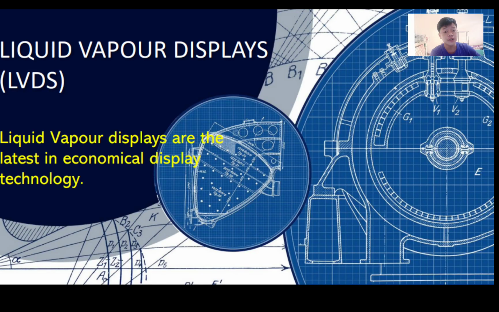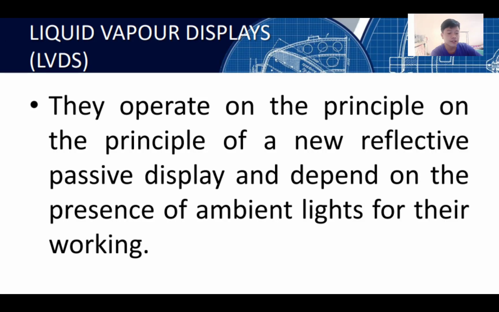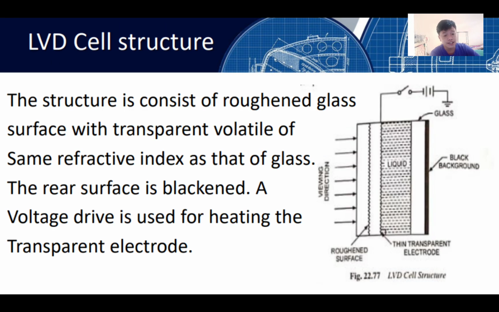Today we will discuss liquid vapor displays, or LVDs. So what are LVDs? It is the most popular and the latest economical display technology. It operates on the principle of a reflective passive display and depends on the presence of ambient light for its working. The structure consists of a roughened glass surface with a transparent electrode of the same refractive index as that of glass. The rear surface is blackened. A voltage drive is used for heating the transparent electrode.